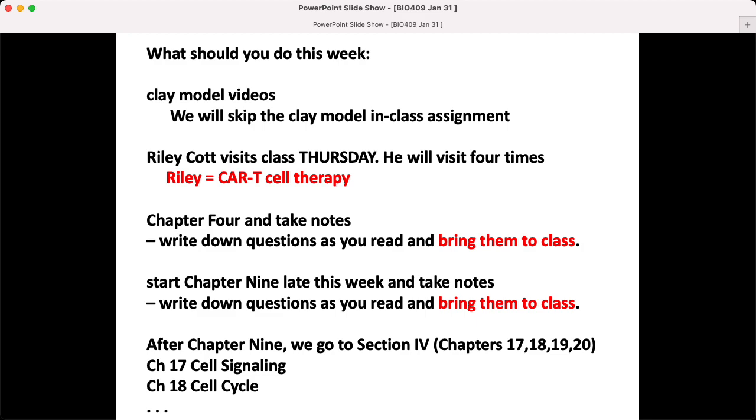Where we are this week is you should have read or be reading chapter 4, and then we're going to move on from there to chapter 9. So the order we're reading the chapters is 1, 4, 9, 17. And 17 is the first of 4 chapters in the 4th section of our book. The 4th section, I think, is called Cell Regulation. We could call it cancer. The whole thing is focused on cancer biology.